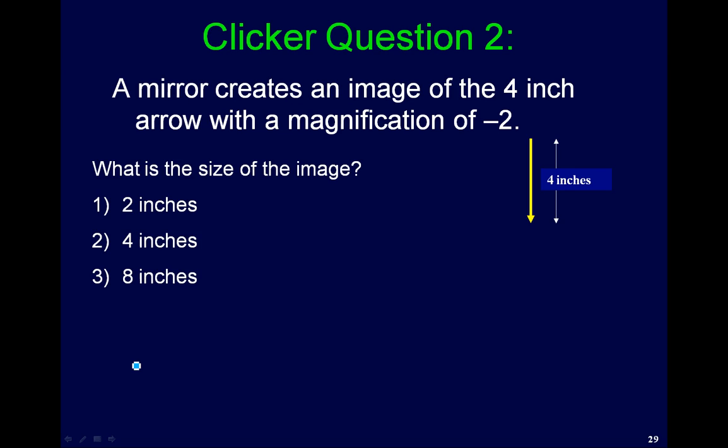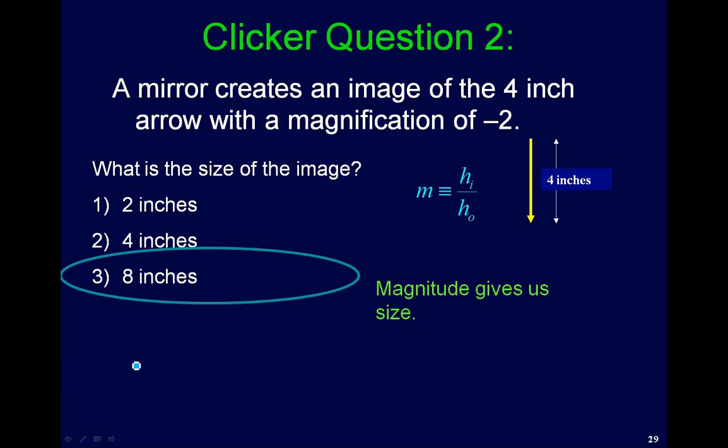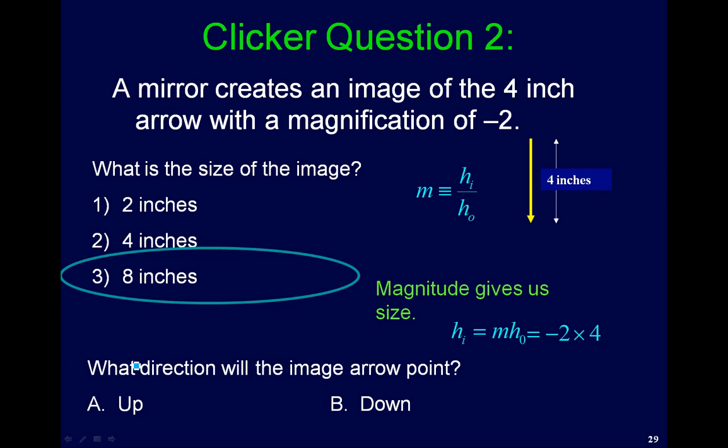So here we have a mirror that creates an image of the 4-inch arrow shown with a magnification of -2. What is the size of the image? So think about this. All right, and so hopefully you got 8 inches. If we just take our definition of magnification, it gives us the size, and so we can solve: h of the image equals m times ho. And so the object is 4 inches, so -2 times 4 gets us -8 inches. Technically it's -8 inches, but we're just asking for the size of it.